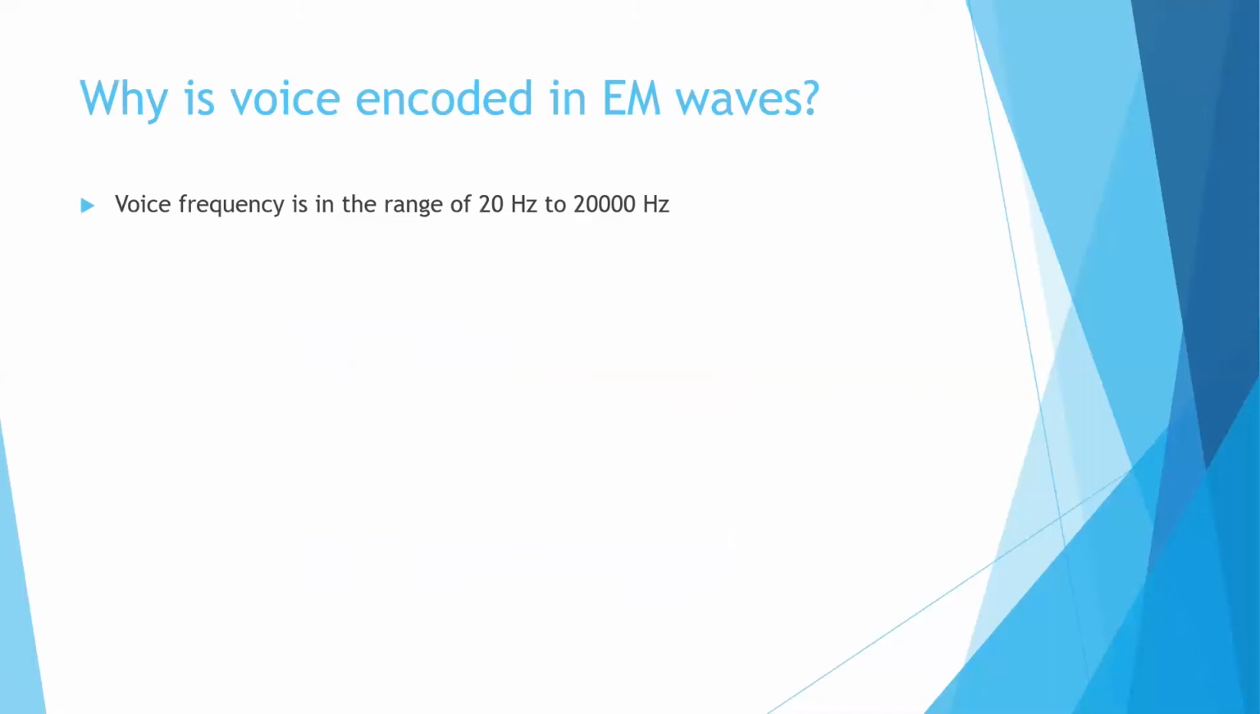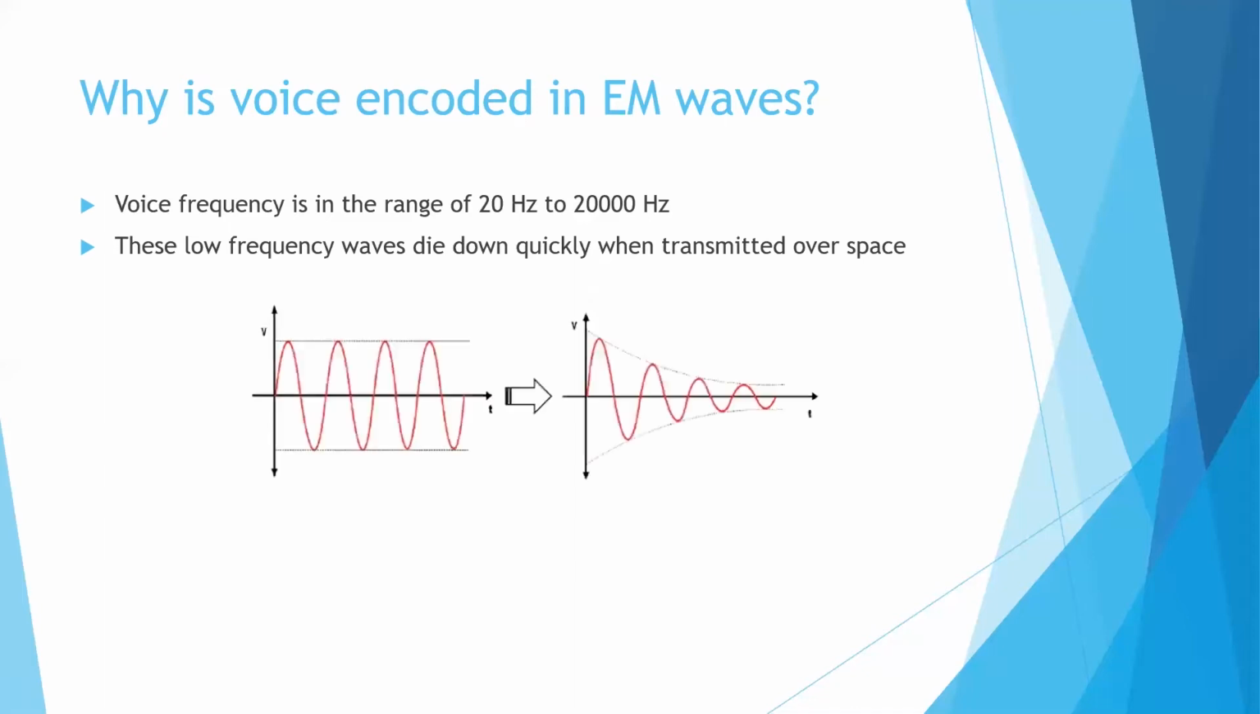So we may ask a question, why is voice encoded in electromagnetic waves? The reason for that is that voice frequency is in the range of 20 hertz to 20,000 hertz. So that is a frequency in which we can speak. And these are very low frequencies. They die down quickly when transmitted over space. Even with a lot of amplification, it will not be able to make it through a few miles and so on.